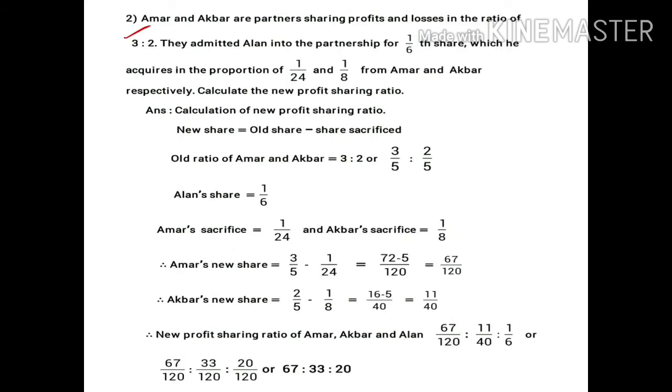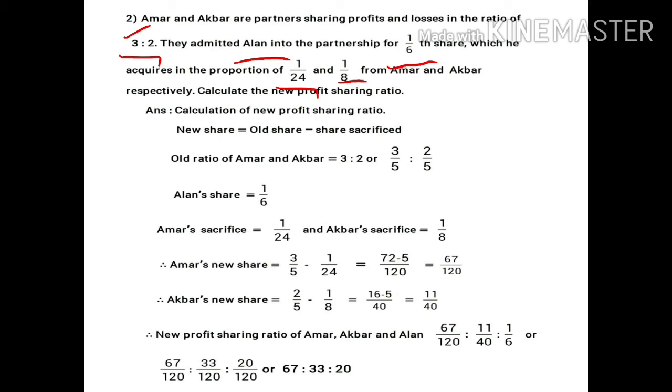So next problem, Amar and Akbar are partners sharing profits and losses in the ratio of 3 is to 2. 3 is to 2 is the old ratio, information required to calculate the new share. Next, they admitted Ellen as a partner. Ellen is a new partner into the partnership for 1/6 share. Ellen's share 1 by 6, which she acquired in the proportion of 1 by 24 and 1 by 8 from the old partners. That sacrificed share information is provided.